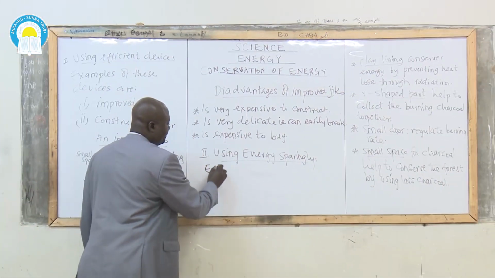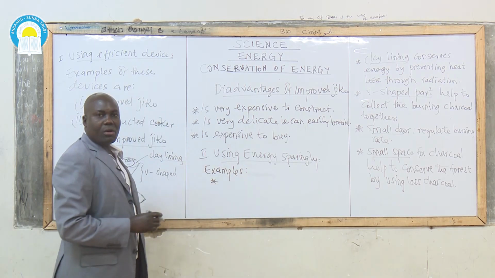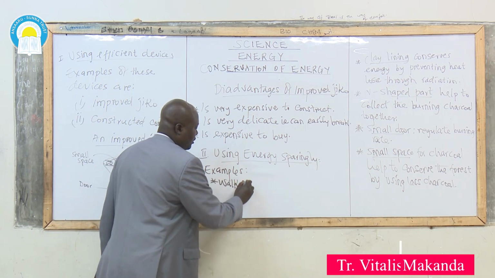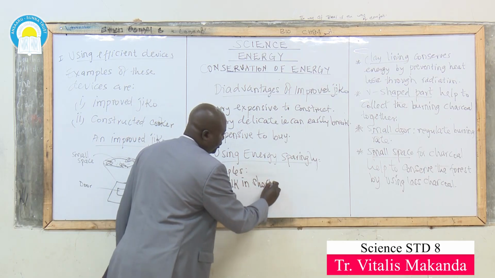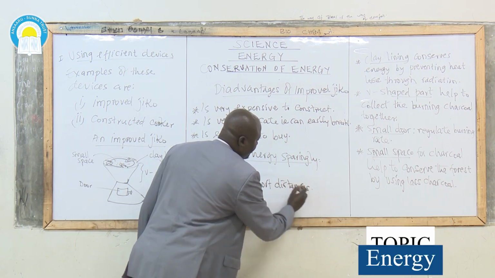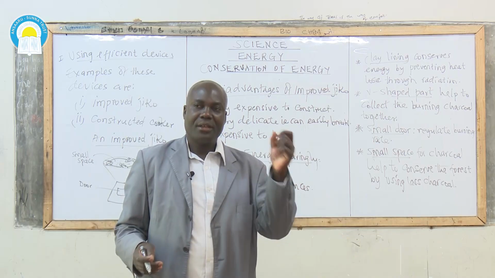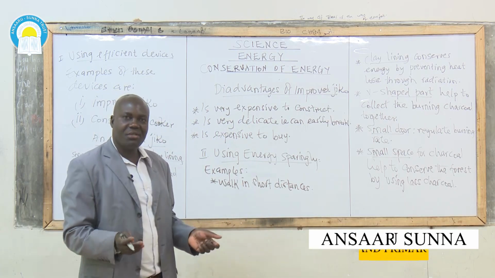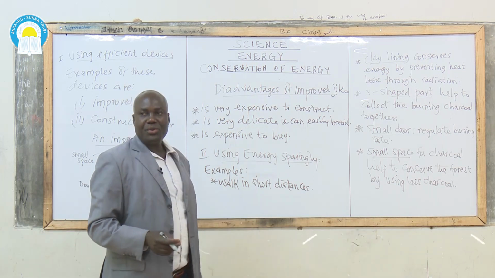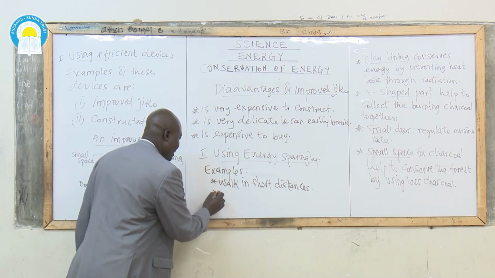So examples are, one, walk short distances. For example, if you are moving from the house to the nearby market to buy some small things like vegetables or maybe milk or bread, there's no need of boarding a car or using a motorbike. Instead, you walk. That way, you are saving energy.